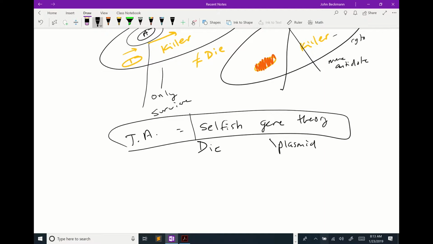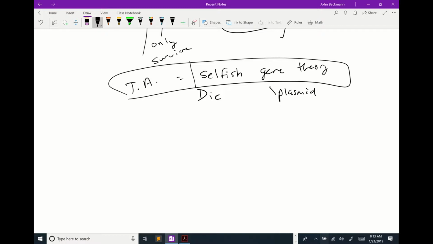So I should just elaborate a little bit more on that. All that is programmed into the bacterial gene. We talked about operons last time, and the proteins or the genes can be programmed to make. So what you would want in a TA system, would you want more antidote or less antidote? More. You would want more antidote, always. You always want more antidote for this to work.